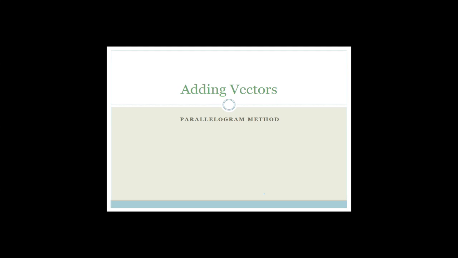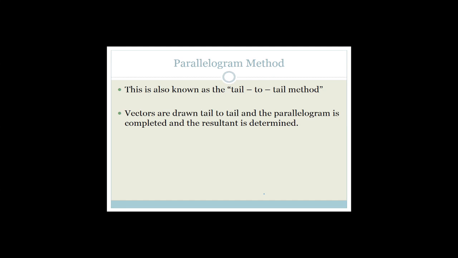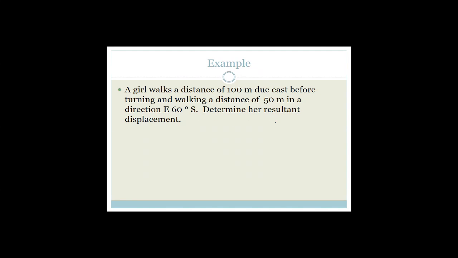So let's have a look at the parallelogram method. This is known as the tail-to-tail method. Vectors are drawn tail to tail and the parallelogram is completed and the resultant is determined. So let me show an example. We've got a girl who walks 100 meters due east before turning and walking a distance of 50 meters in a direction 60 degrees south of east.